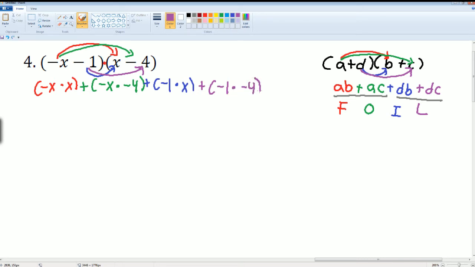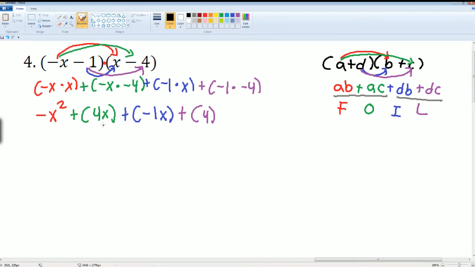times negative 4. Alright, negative x times x becomes negative x squared plus negative x times negative 4, which becomes a positive 4x. Okay, you see why it's very important to keep the parentheses? So much neater to look at. Plus, what's negative 1 times x? Negative 1x. Okay, plus negative 1 times negative 4 becomes a positive 4.